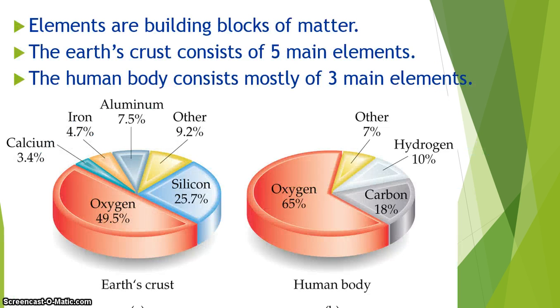Elements are building blocks of matter. For example, they make up the Earth's crust, and it's mostly 5 elements, and you can see those on this chart down here on the left. And the human body is mainly 3 elements: oxygen, carbon, and hydrogen. So our elements are going to make up everything else.